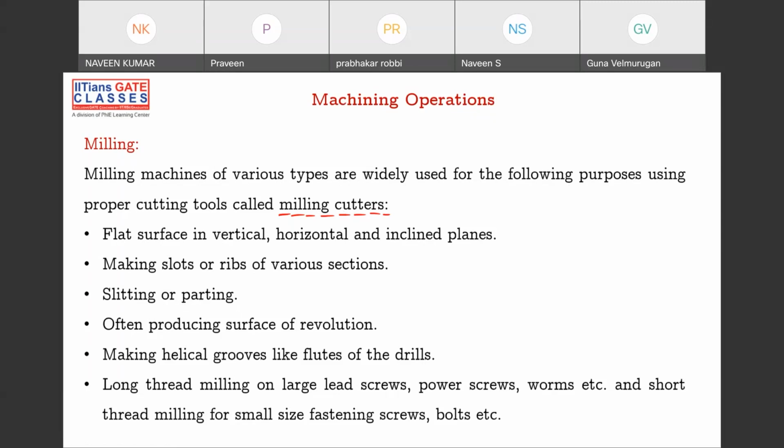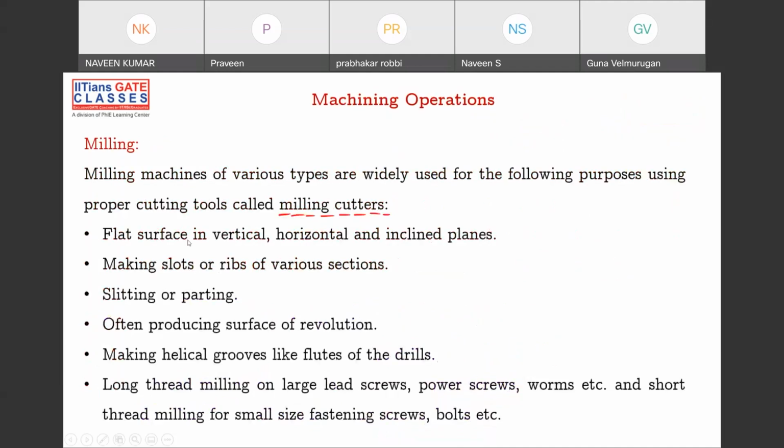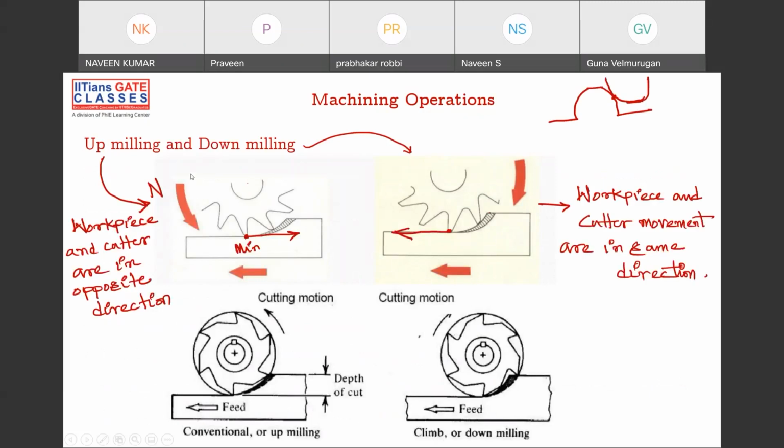Now, anything in the sense, mostly you use it for flat surfaces. In lathe, we produce cylindrical surfaces, right? In milling, we are trying to produce flat surfaces, which are vertical, horizontal, or inclined. Which plane doesn't matter, but we are trying to produce flat surfaces. That's very important. Next is up milling and down milling. It's very important to understand the difference between up milling and down milling.